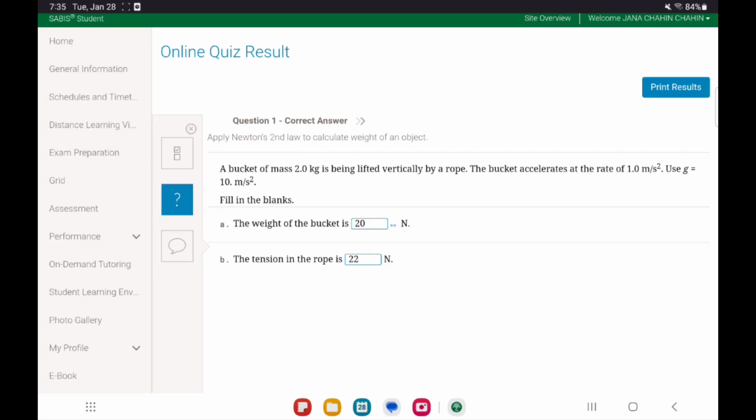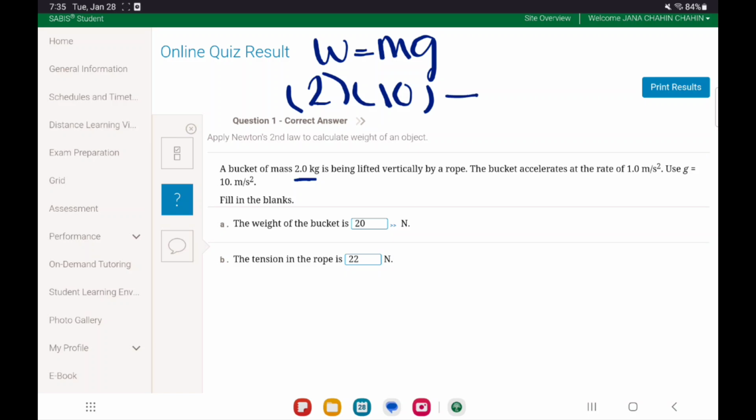Let's do 3.14 now. So the first part states what's the weight. We know we have a formula that goes weight equals mg. We have the mass, which is 2 kg. Like I said, if we have it in grams, you have to change it to kilograms. So 2, and we have gravity, which is 10. So automatically 2 times 10, 20, and that's your weight. Now tension.